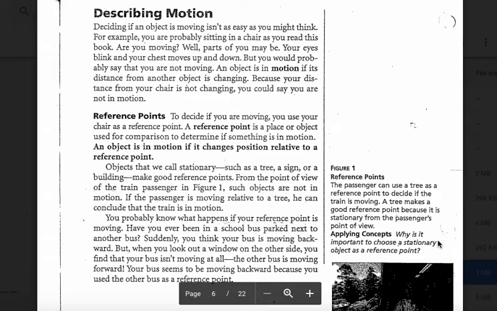Have you ever been in a school bus parked next to another bus? Suddenly, you think your bus is moving backward, but then you look out a window on the other side, and you find your bus isn't moving at all. The other bus is moving forward. Your bus seems to be moving backward because you use the other bus as a reference point.